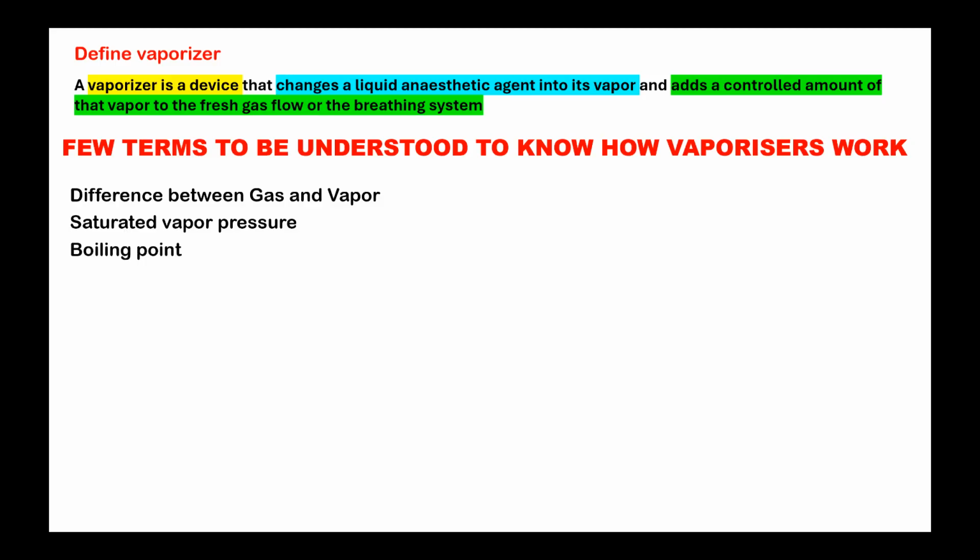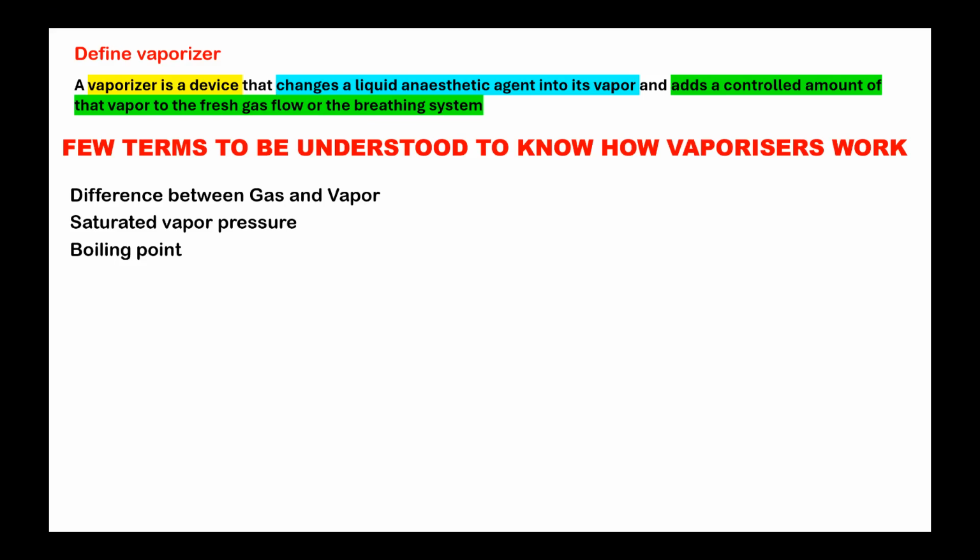Liquid becomes vapor at what? At the specific temperature where the vapor pressure equals the atmospheric pressure. Exactly, so it changes to gas at the boiling point, which is the temperature. If you say the boiling point of water is 100, that means the vapor pressure of water becomes equal to atmospheric pressure at 100.